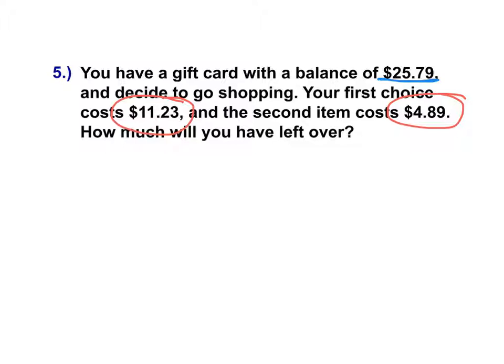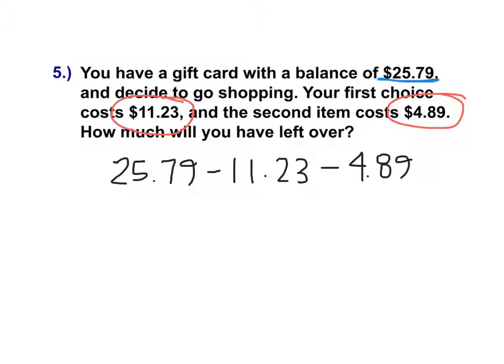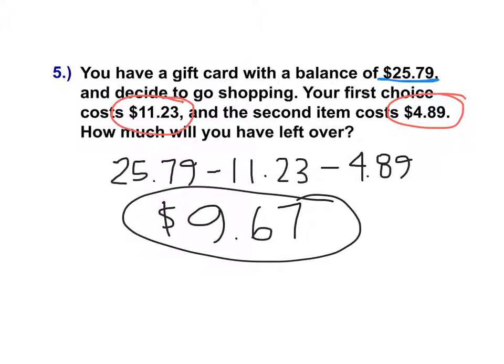However, if we use the calculator, we can do it all at once, all in one step. So in my calculator, I would type in the following number sentence. 25.79 subtract 11.23 subtract 4.89. I would press enter and it would give me 967. And then remember, I want to include my units for my final answer, so that would be $9.67.